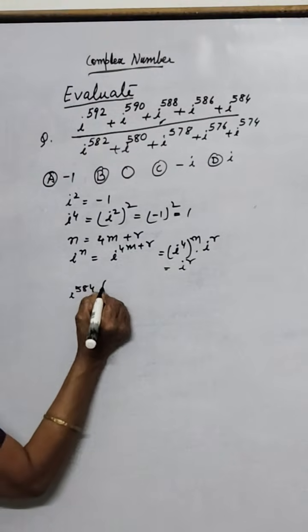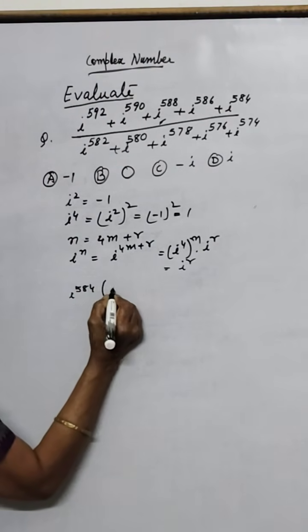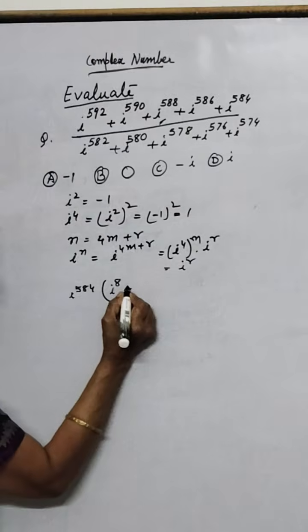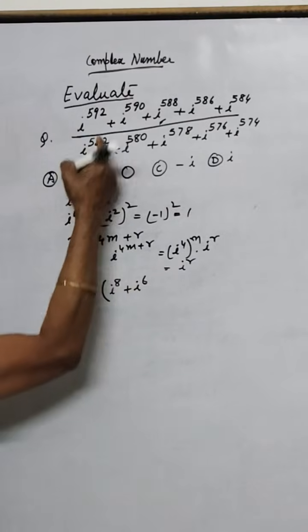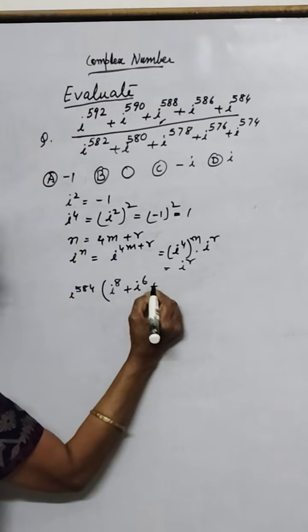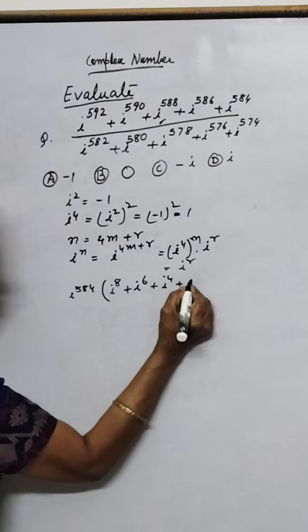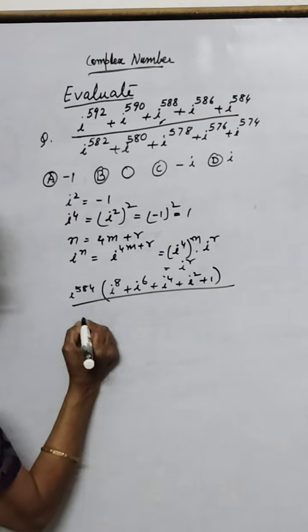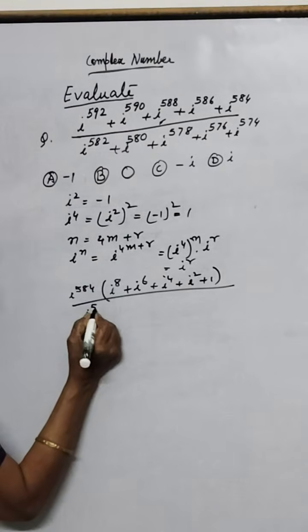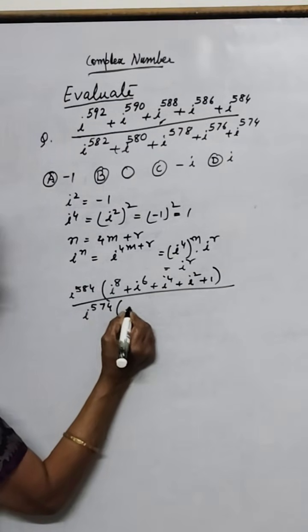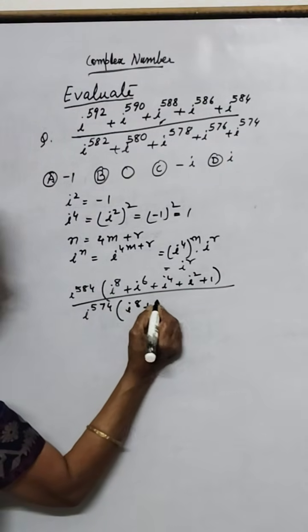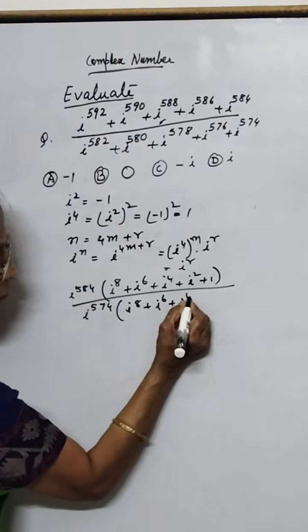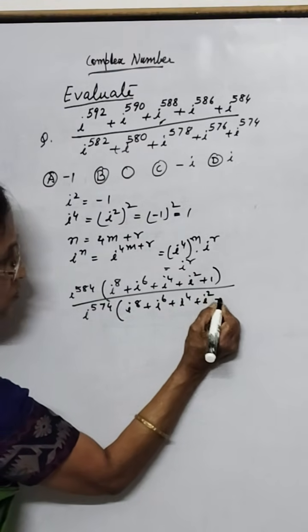584 we take common from the numerator, so what remains is i to the power 8 plus i to the power 6 plus i to the power 4 plus i squared plus 1. And in the denominator, what remains is i to the power 574, so i to the power 8 plus i to the power 6 plus i to the power 4 plus i squared plus 1.